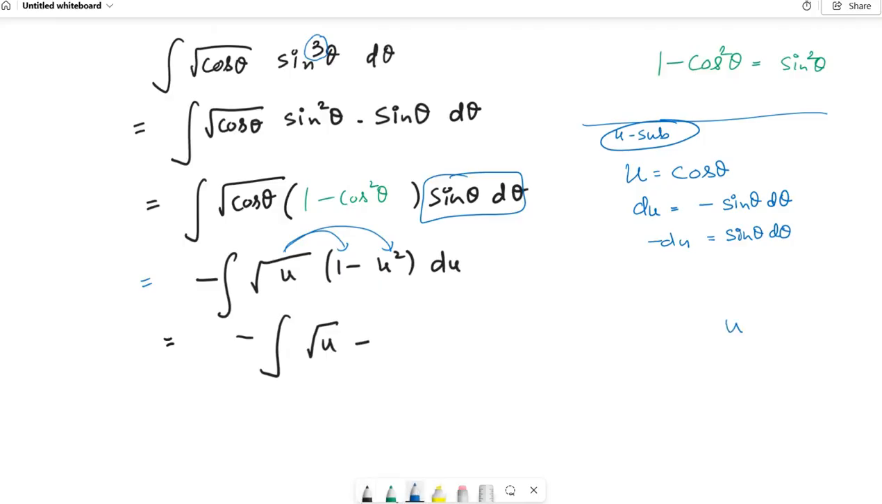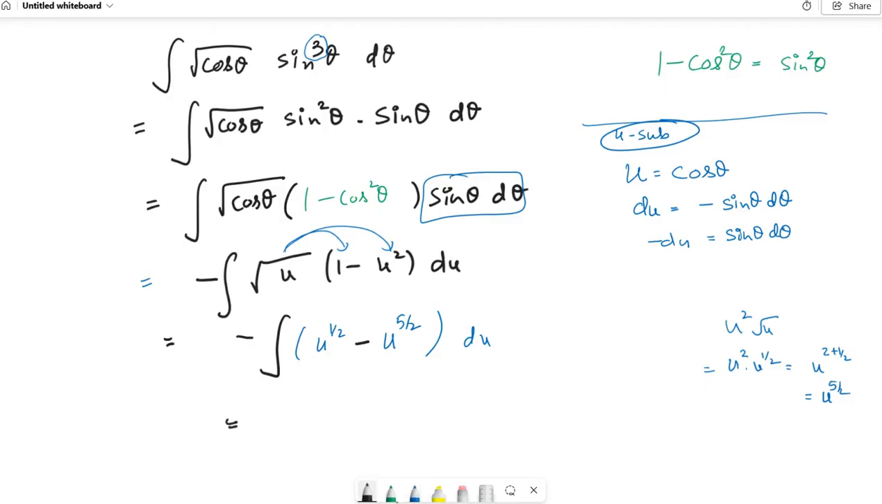Let's write it down on the side. u square times root u, u square times u to the power half. Powers add, so 2 plus half. That would be u to the power 5 by 2. So this basically is u to the power 5 by 2 du. And I'm going to replace this also. This can be written as u to the power half, because root u is u to the power half.